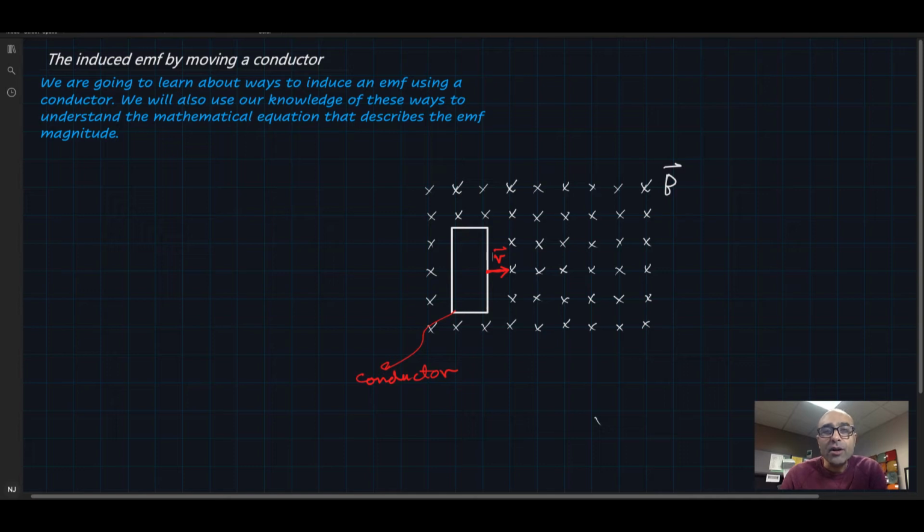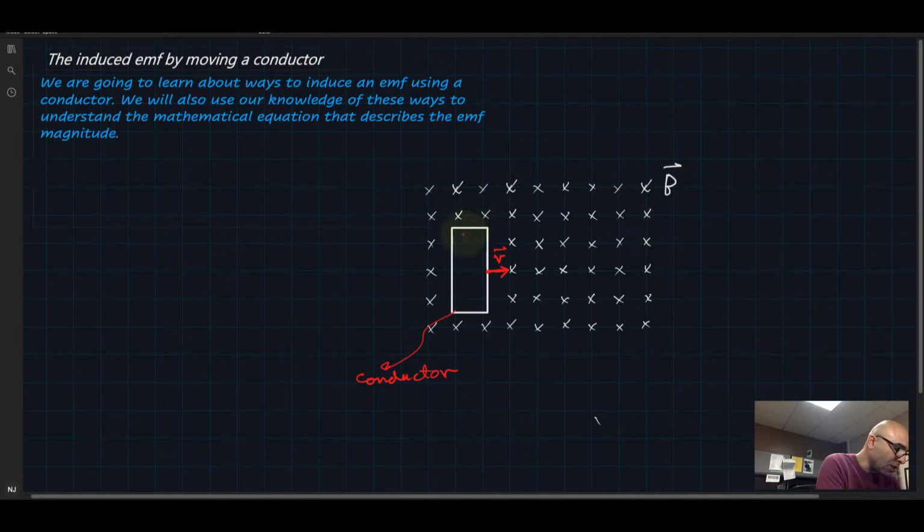Hey there everyone, we are now going to talk about the induced EMF by a moving conductor. Okay, let's look at this situation here. We have a moving conductor, or a conductor that lies within the vicinity of a magnetic field B. The magnetic field is going into the page, or into the screen, perpendicular to the screen, down.